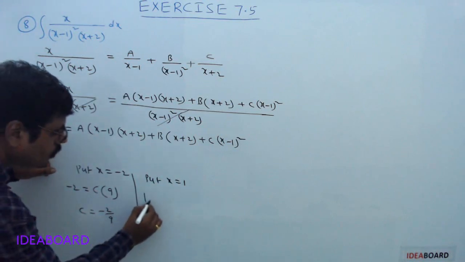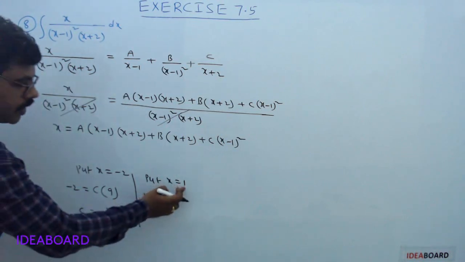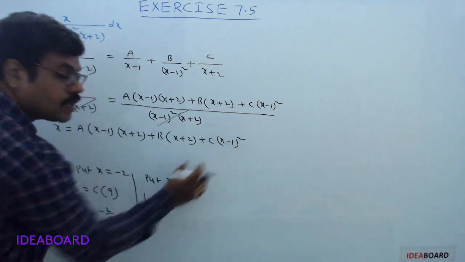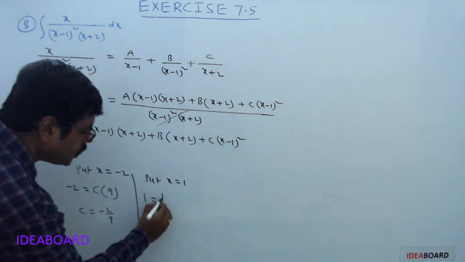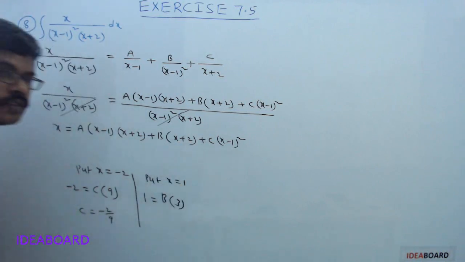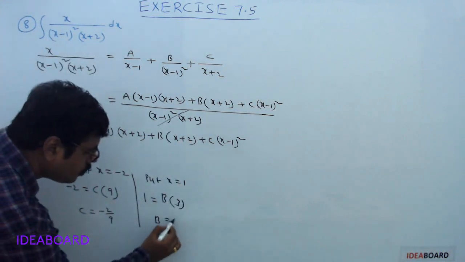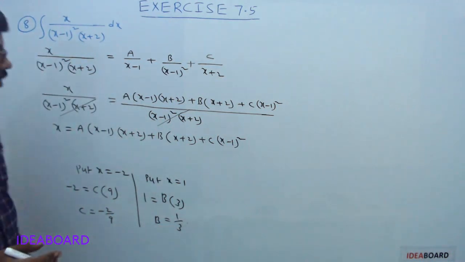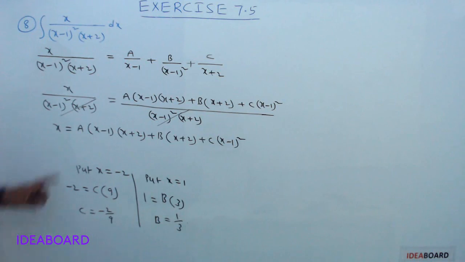What is this LHS value? It is 1 equals, by writing x equals 1, the first term will be 0. This term is also 0. So it is b into (1 plus 2), that is 3. Therefore, b is 1 divided by 3. Then what is the required one?